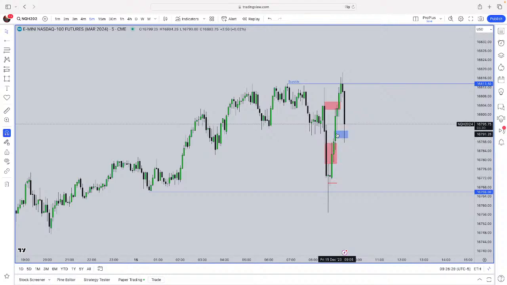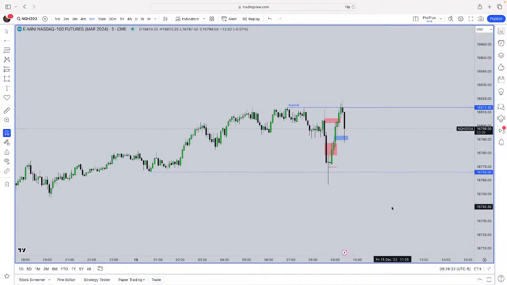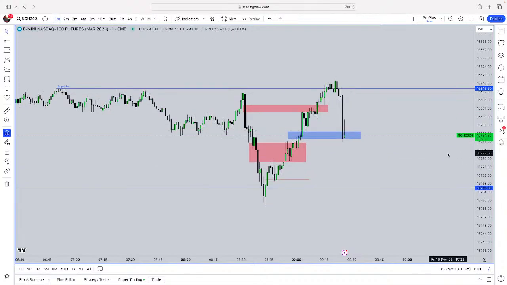There's a 5 minute BISI where price is bouncing. It's nearly 9:30 open, so you want to be careful. 9:30 to 10 a.m. ICT calls the amateur hours. It's where, as soon as the market opens, people are buying and selling. Just wait for it to chill out a little bit. There's a lot of manipulation between 9:30 and 10 a.m.